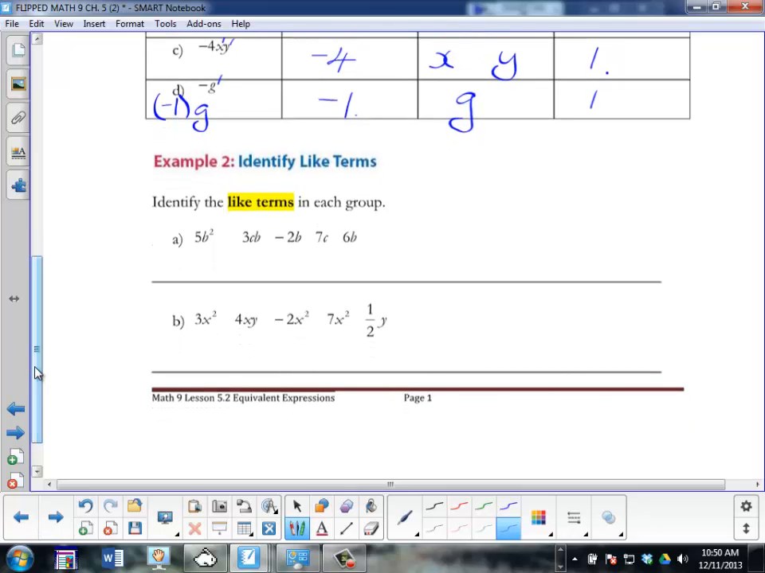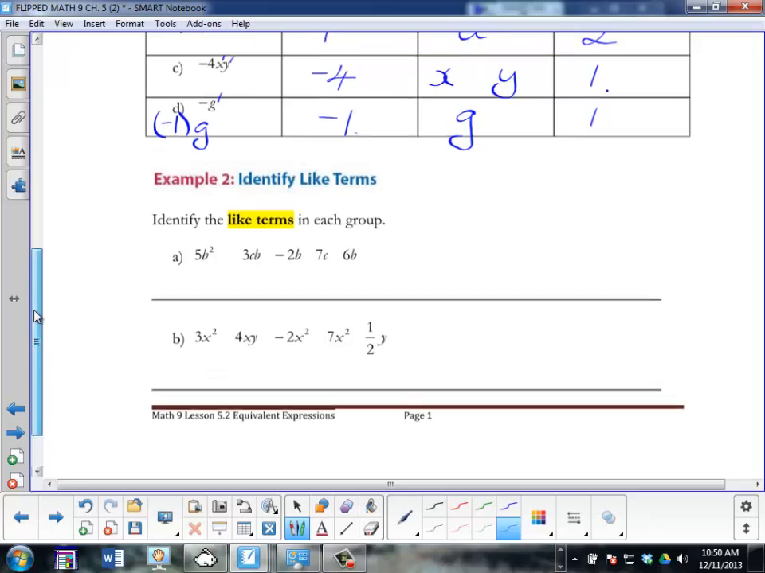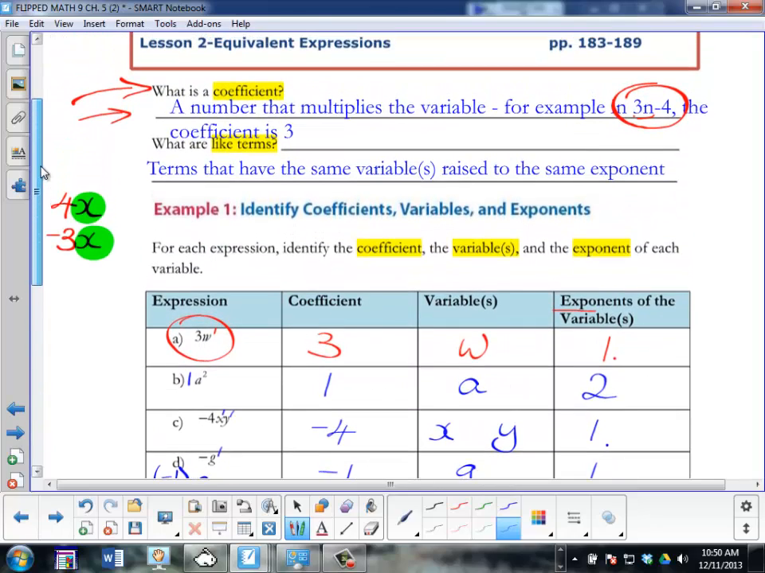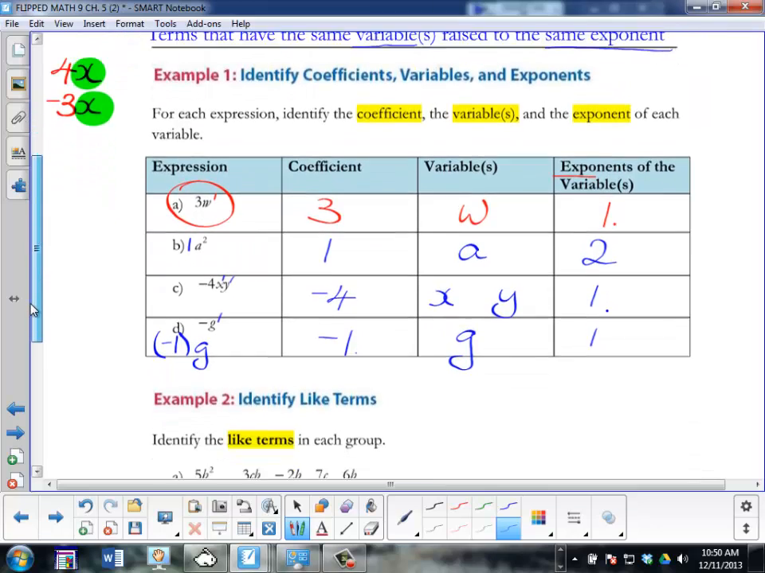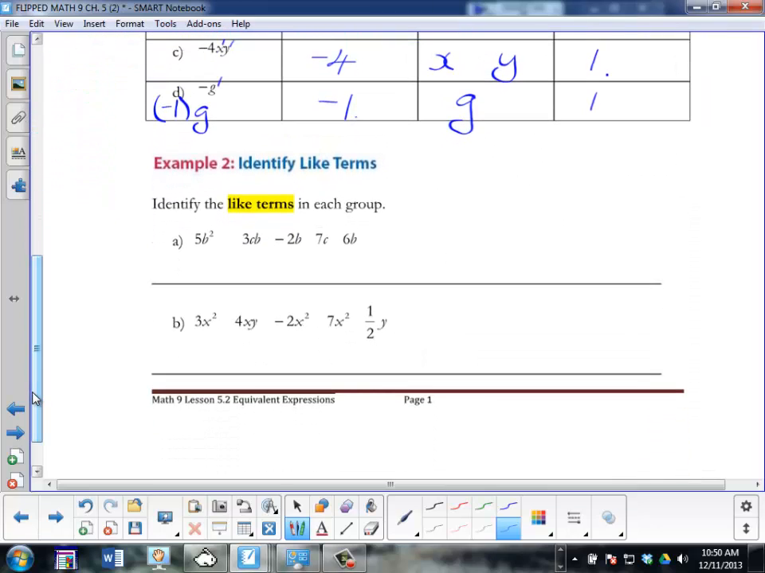All right. Going on, identifying like terms. So up the top here we had a definition of what like terms were. Terms that have the same variables raised to the same exponent. So looking down here, we've got several terms that are listed. So let's go through and have a look. Well, first of all, let's take the first term. The first term we've got is 5b squared.